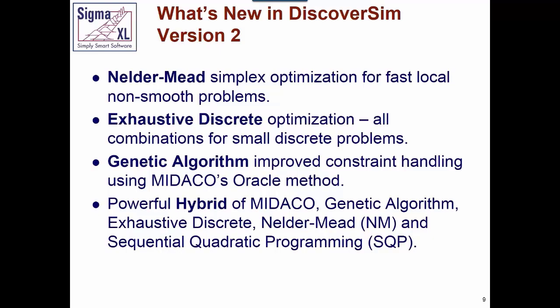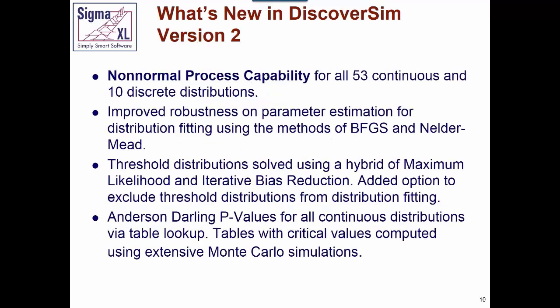So also a hybrid, because now we have 5 different methods, and the hybrid takes care of utilizing which optimizer when, depending on the type of controls that you have, whether they are discrete or continuous or a mixture. As I mentioned, also the non-normal process capability for all 53 continuous, and you can even do capability on the discrete distributions. Just some additional technical notes.